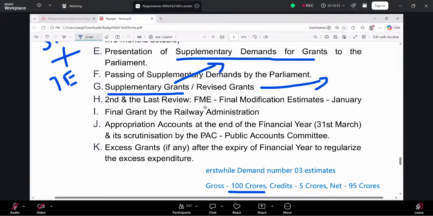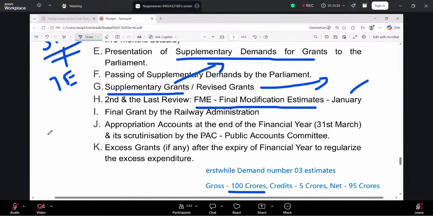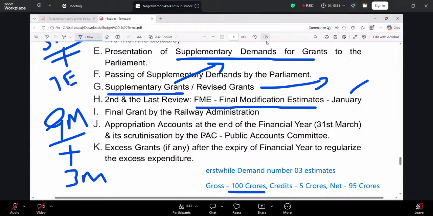Then the second and last review is called the final modification estimates. Modification is nothing but change. Here revised estimates means estimates. Here final means it is once for all, final. There is no review after this. This normally is held in January or February. By this time, 9 months of actuals are available, that means April to December. Then we prepare 3 months of estimates and we prepare the FME. After that, there is no grant prepared by the parliament.